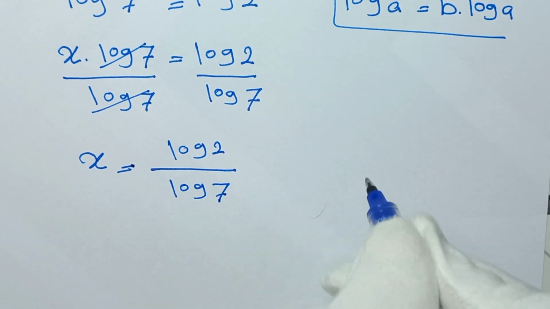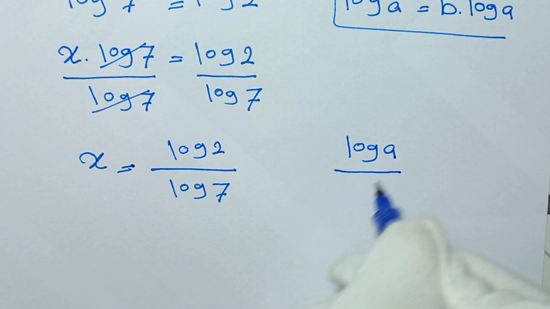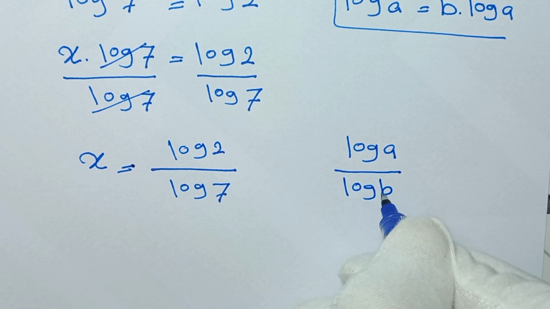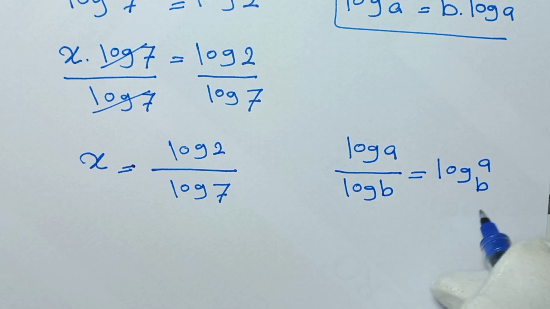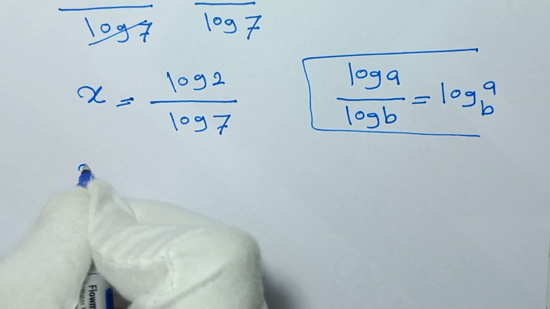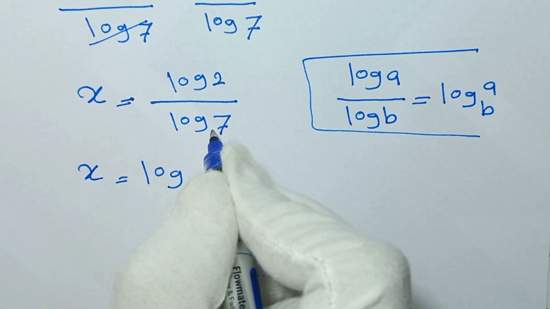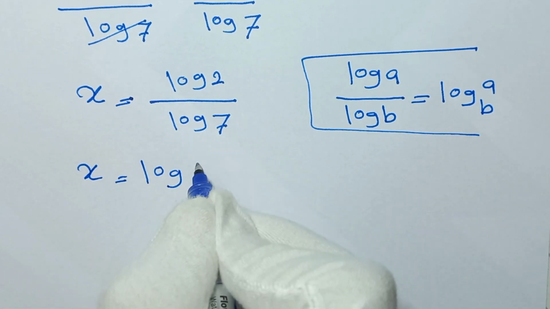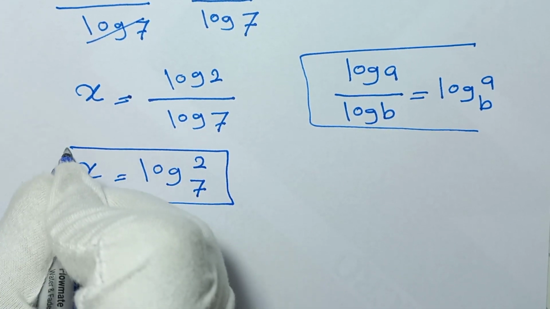And in here from log rules, if we have log of a over log of b, this is equal to log a to base b. So in here we can write this as x is equal to log 2 over log 7. From this formula it will be log 2 to base 7, and this is our final answer.